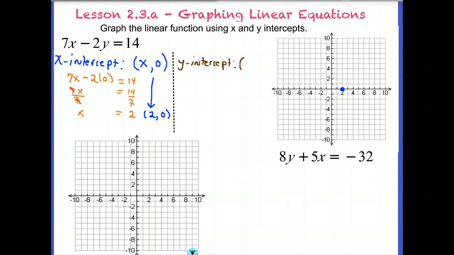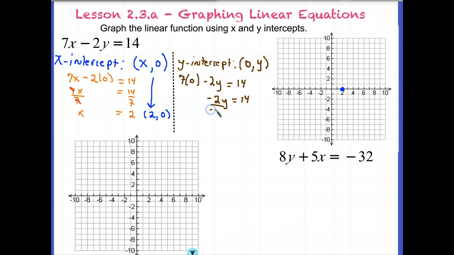So what I would do is say that my x-coordinate is going to be 0, and I just need to find my y-coordinate. I'll do the same thing that I did when I was finding my x-intercept. I'll go ahead and plug in a 0 for x because I know that my y-intercept has a 0 for x, no matter what it is. So let's do that. So we would have 7 times 0 minus 2y equals 14. Well, 7 times 0 is just 0. That leaves us with -2y equals 14.